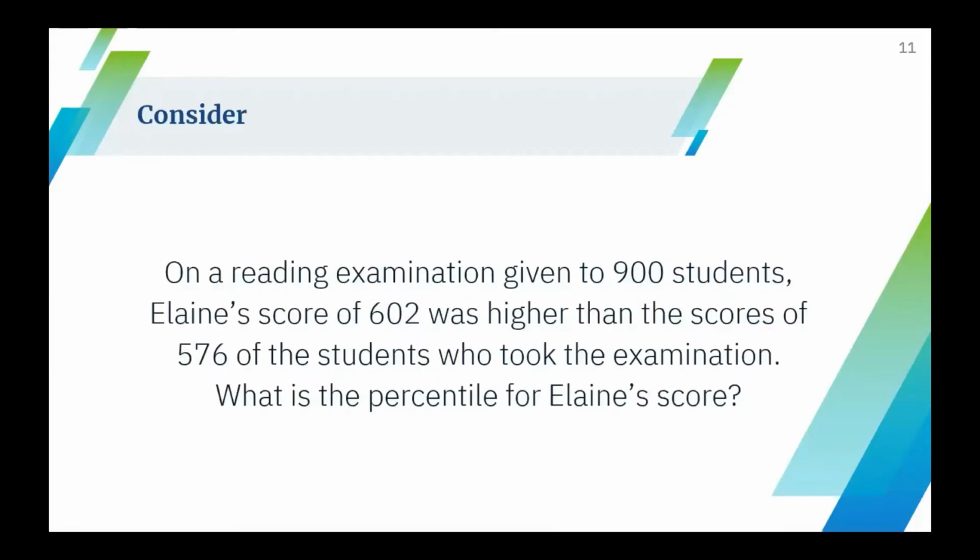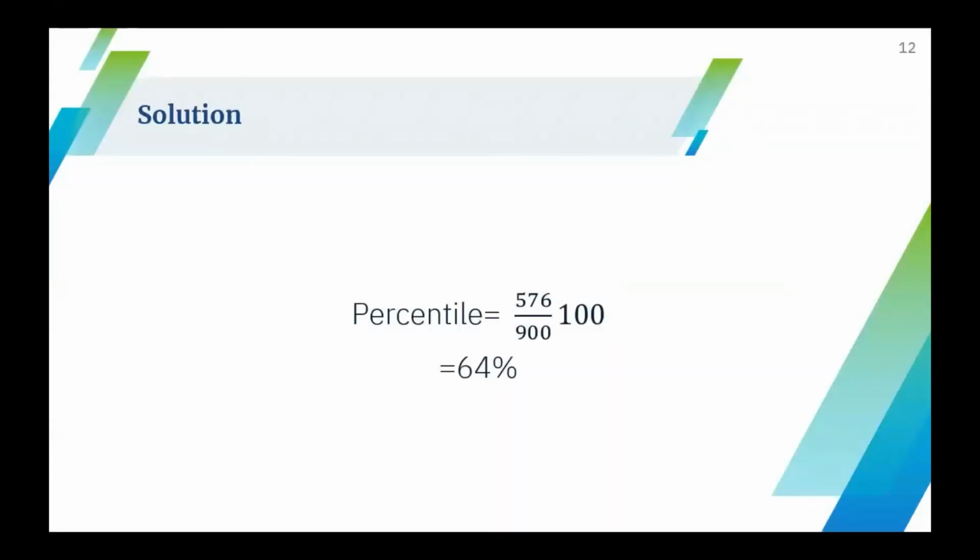Consider, on a reading examination given to 900 students, Elaine's score of 602 was higher than the score of 576 of the students who took the examination. What is the percentile for Elaine's score? Solution: percentile is equal to the number of data values less than 602 over the total number of data values times 100. So it's 576 over 900 times 100, which is equal to 64. Elaine's score of 602 places her at the 64th percentile.